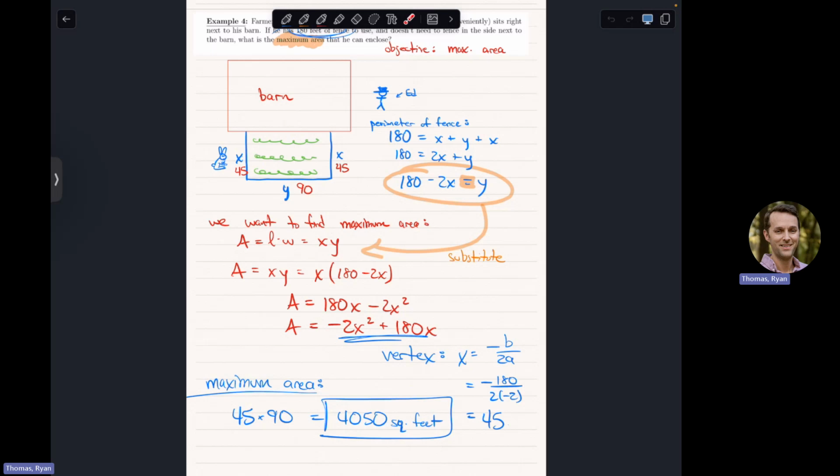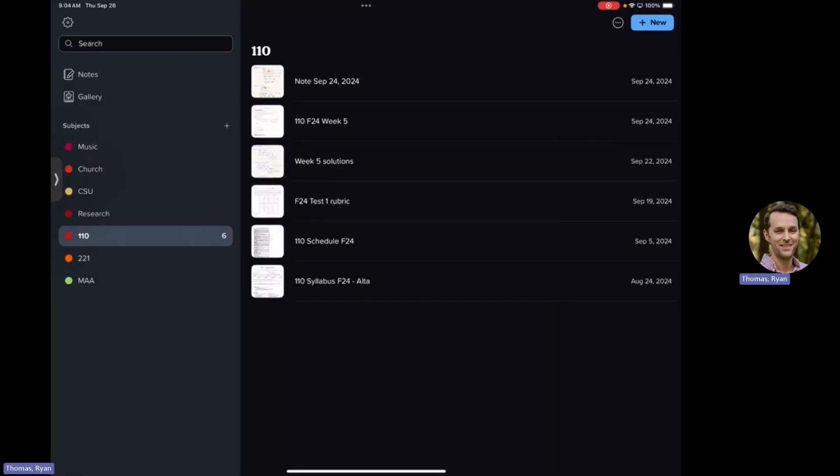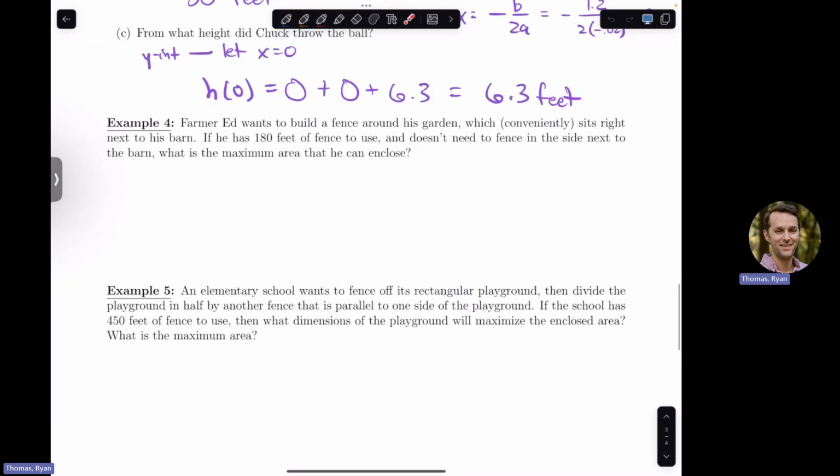right? These are x's. This is something else, right? I can't call it x, because if I call it x, then I'm saying it's the same as the other sides, and it probably isn't, or at least might not be. So call it something else. Then we do this substitution into an expression for area, which is the length times width. End up with a quadratic, looking for the maximum, so we find the vertex.